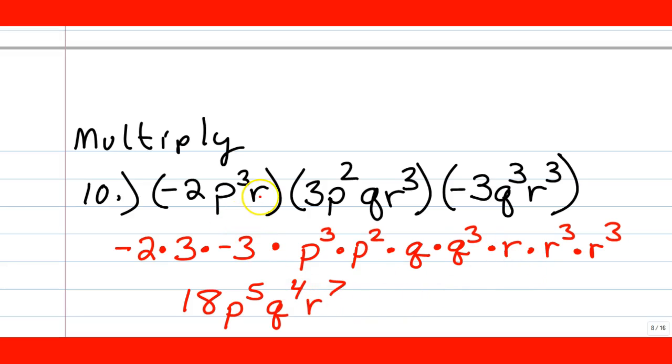Then for the r's, we get a single r from the first one, we get 3 r's from the second one, and we get 3 r's from the third one. So this comes out as 1 plus 3 plus 3 to make 7, so r to the 7th power.